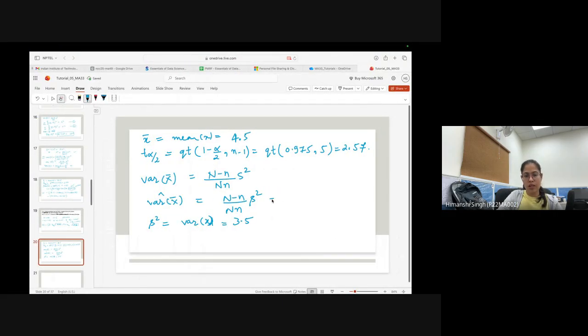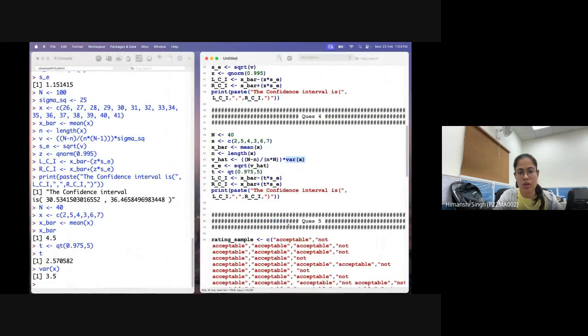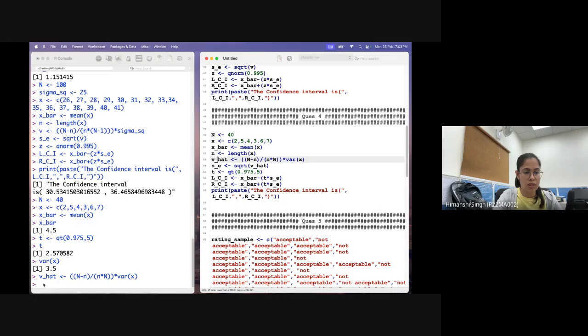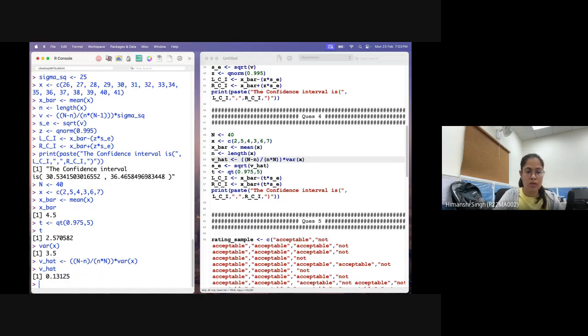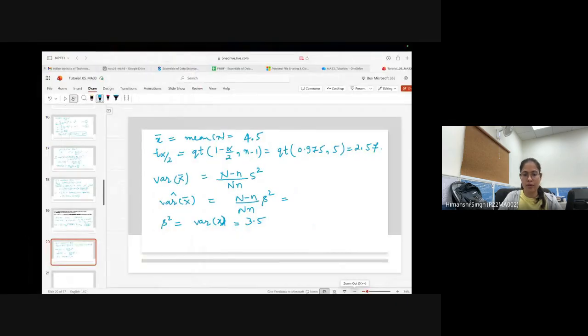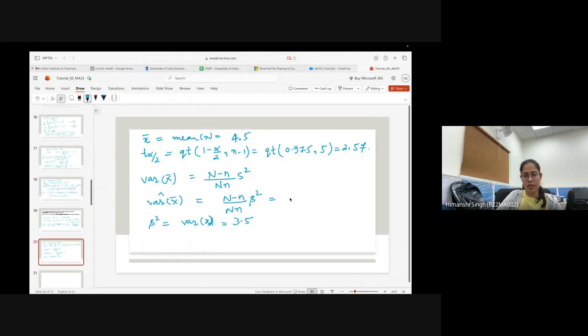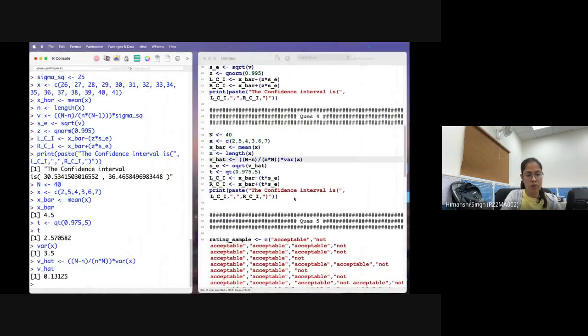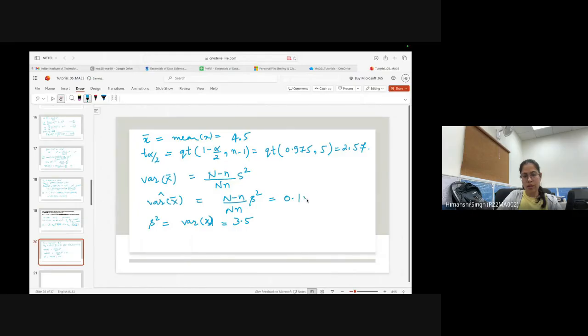And what is this variance using this command? N minus n divided by N into n. Here you can see v hat is (N minus n) divided by N multiplied by n, times the variance of x. So what is v hat? If I want to see that, v hat is 0.13125.